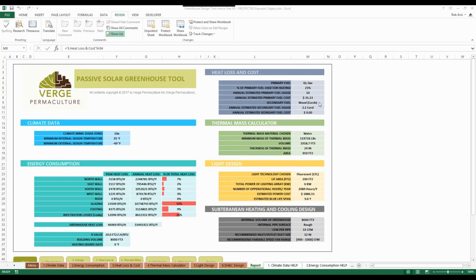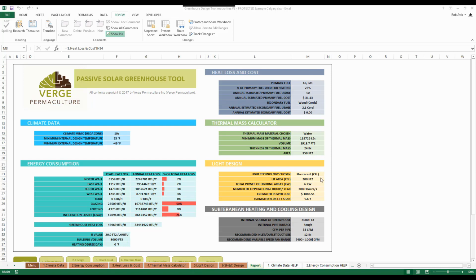We can also see that the remainder of the fuel is going to be wood in the form of cords. It's estimating 2.1 cords per year, and because we did not put in a value for the wood per cord, it's saying $0. Next, we have a thermal mass calculator. We chose water. It's putting out a certain amount of pounds of water or feet cubed of water based on a certain thickness of the water element or the barrels that we're using and an area that's required.